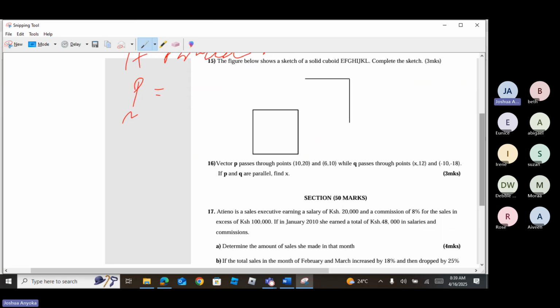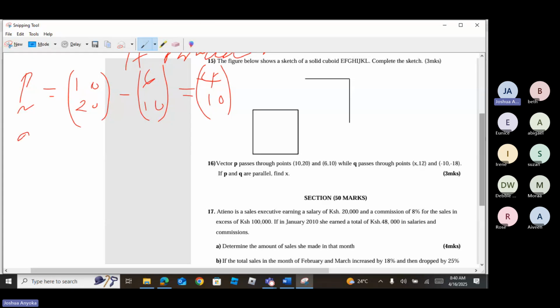So vector P is equal to, let us find the vector P. I can start with the 10, 20 minus 6, 10, so that we get the vector. This one is negative, it is 4, 10.